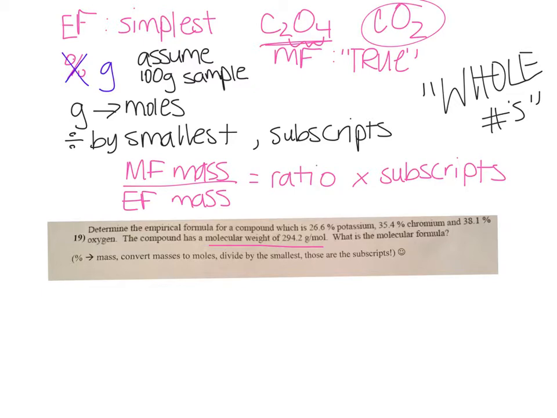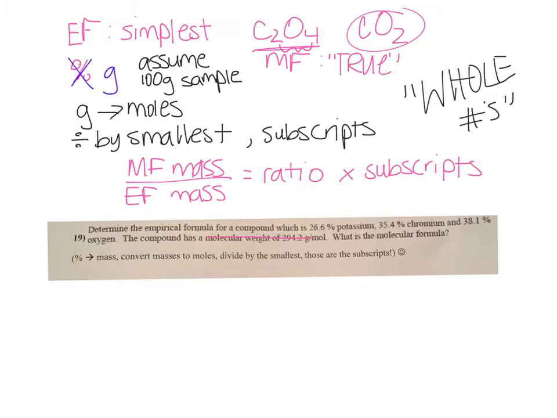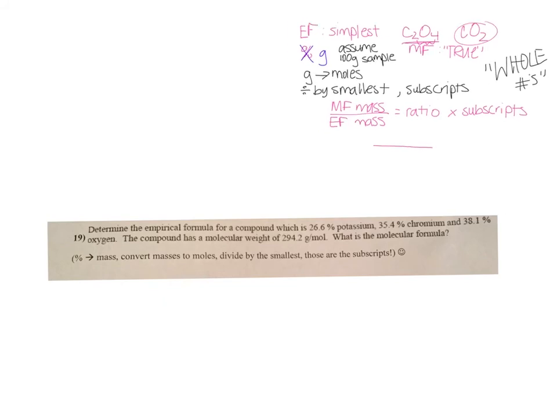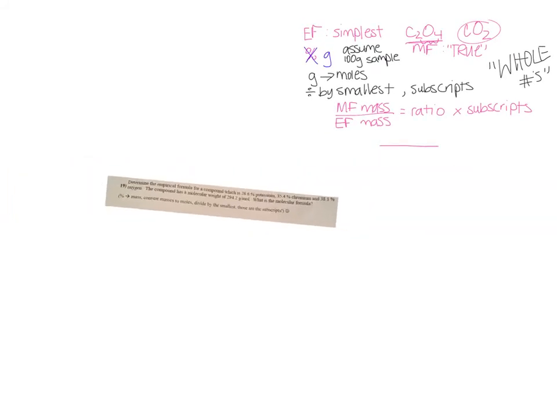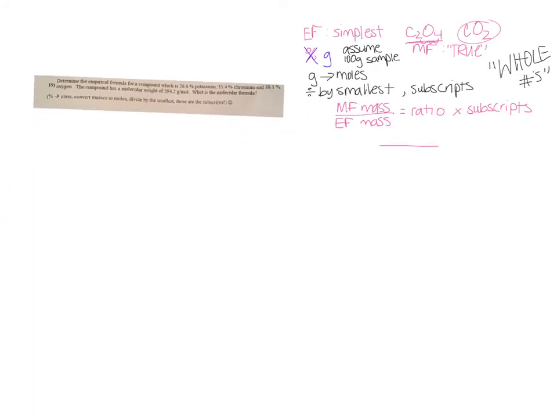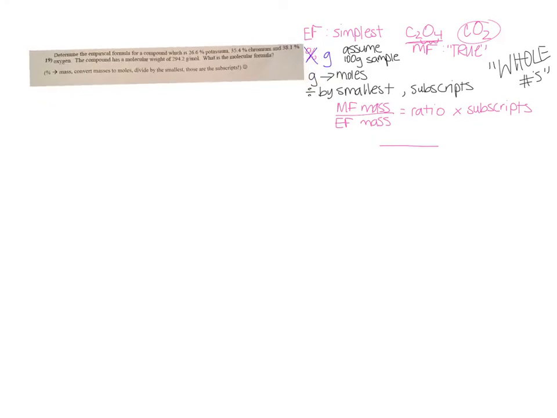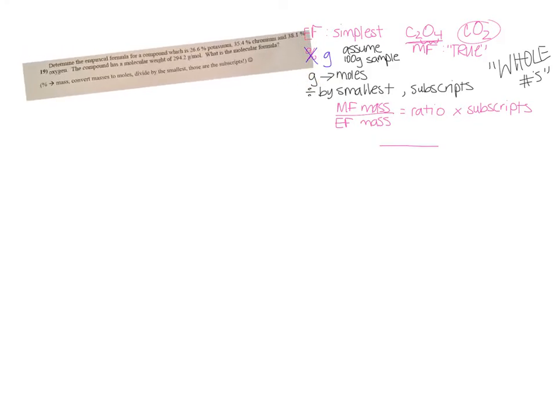Okay, so we are going to go ahead and start dealing with this question. I'll push that up to the side. We're going to make you just a little bit smaller so we can see our work. All right, so what we've got is we have determined the empirical formula for a compound which has 26.6%, 35.4%, and 38.1%. So we're going to change all of those to grams, okay?